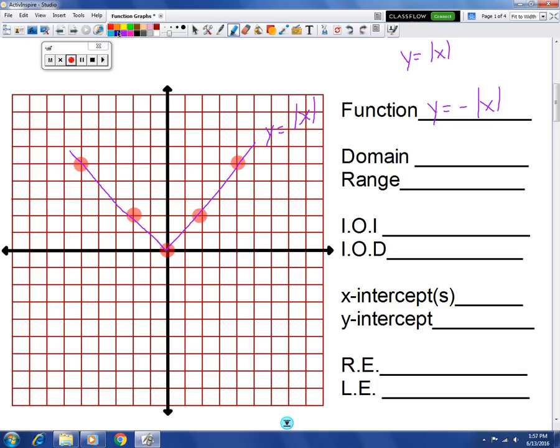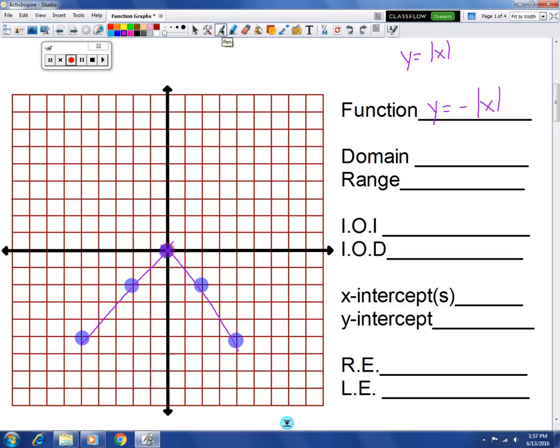So let's see, that would be the point there. This point would go down to -2. This will go down to -5. This point here would go down to -2. This one will go down to -5 also. And all these other points in between. So this blue graph is what we're interested in. So just to compare, it just flips the positive absolute value of x across the x-axis.